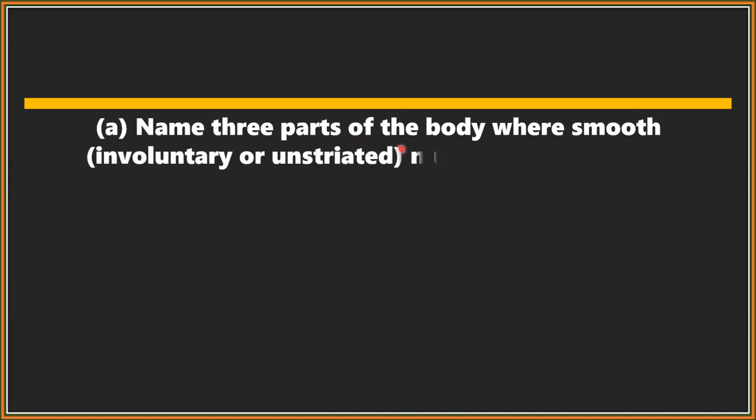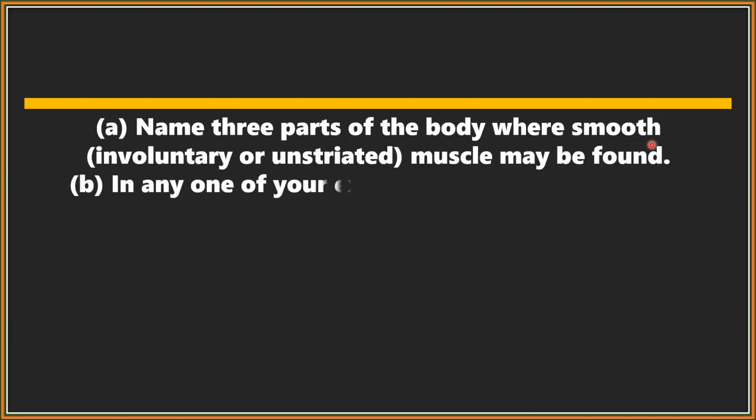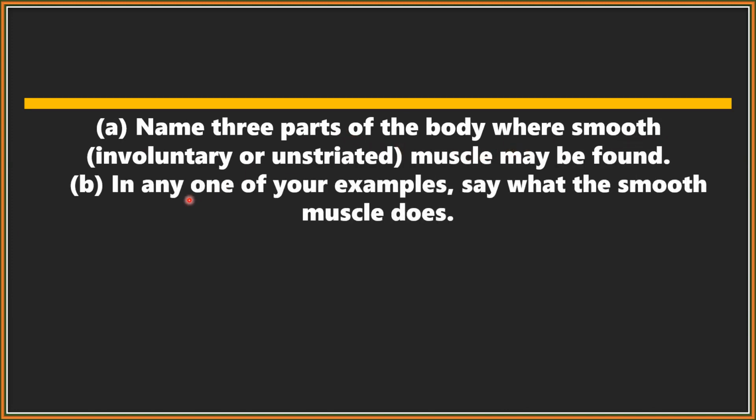A. Name 3 parts of the body where smooth, involuntary or unstriated muscles may be found. B. In any one of your examples, say what the smooth muscle does.